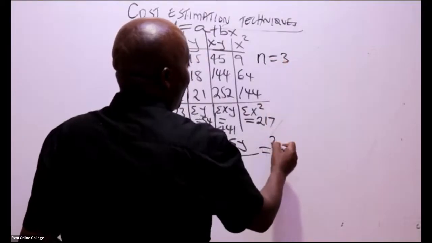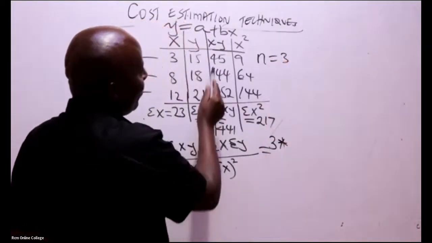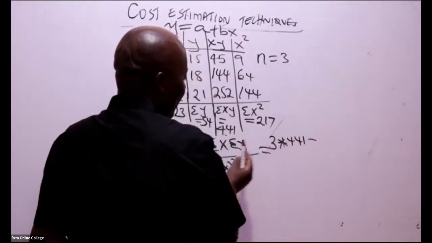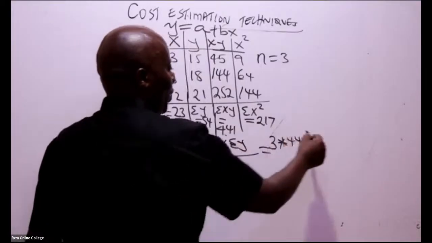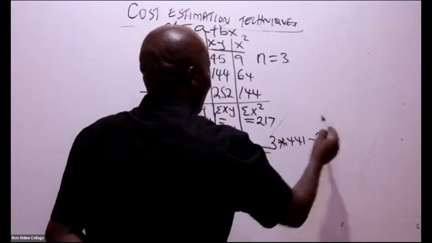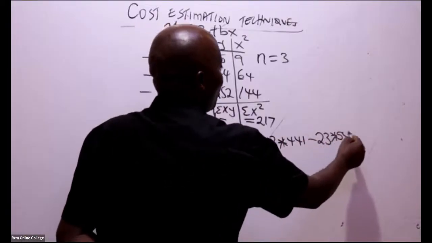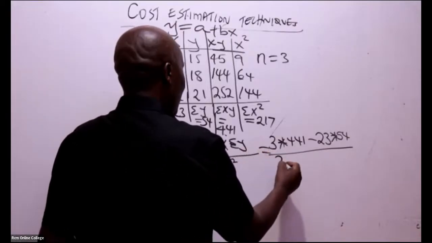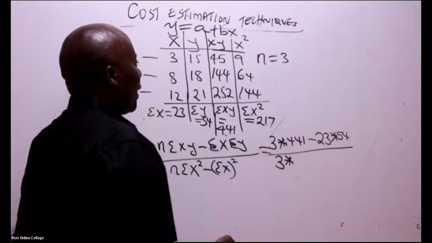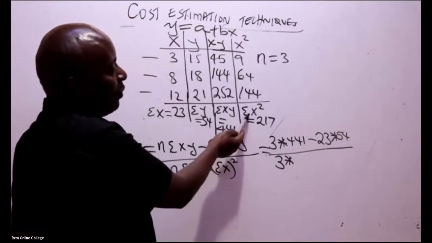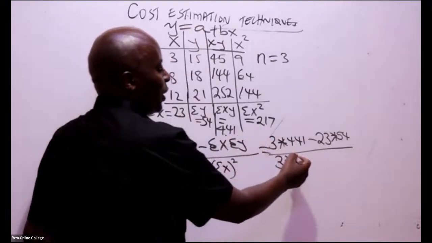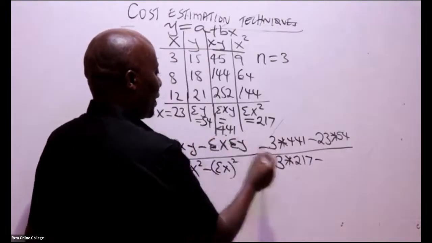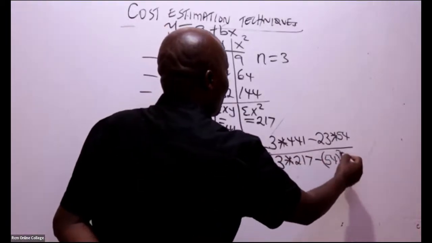So then we have here 3 times sum of xy. Sum of xy, already we have it, is 441, minus summation of x, which we already have, 23, times summation of y, which is 54, all over n again, which is 3, times summation of x squared, 217, minus summation of x into brackets, squared like that.